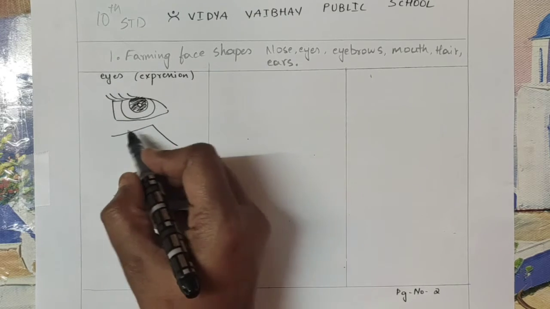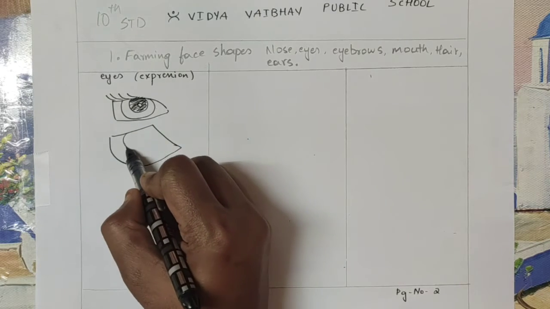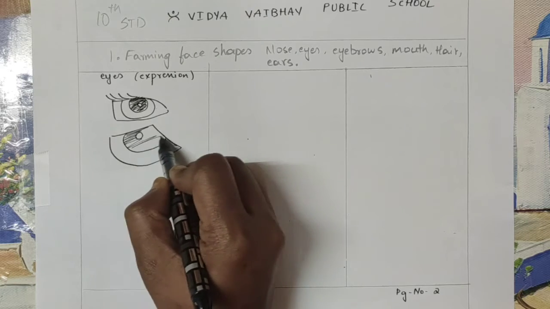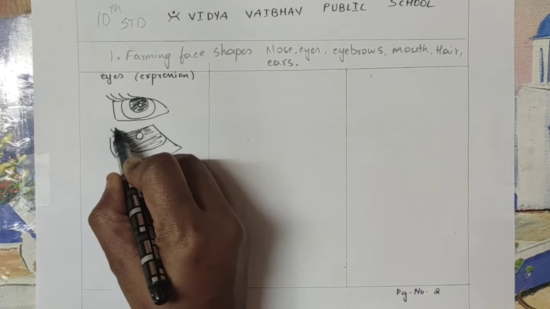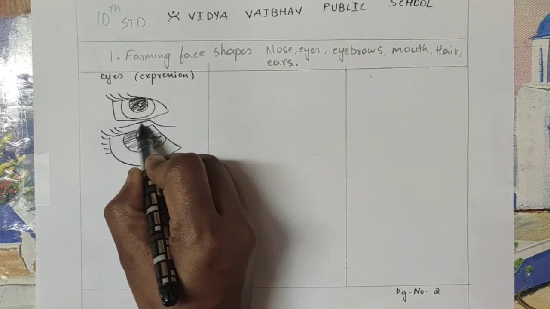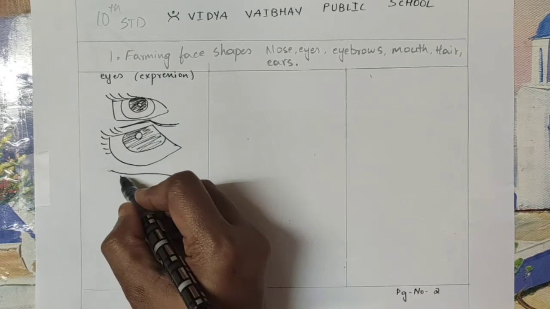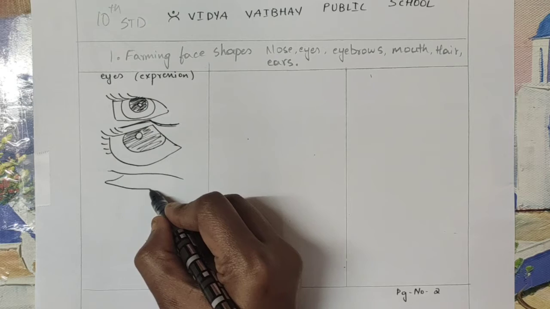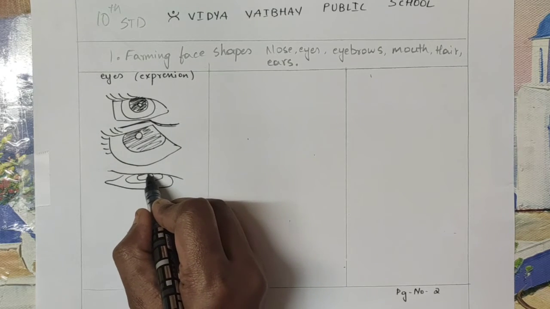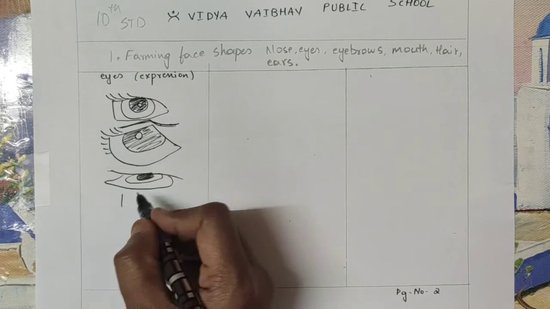So like this, try with the basic shape. That is what we are learning in these classes. Always try with the basic shapes. Then see, something like sleepy eyes or something. Right?